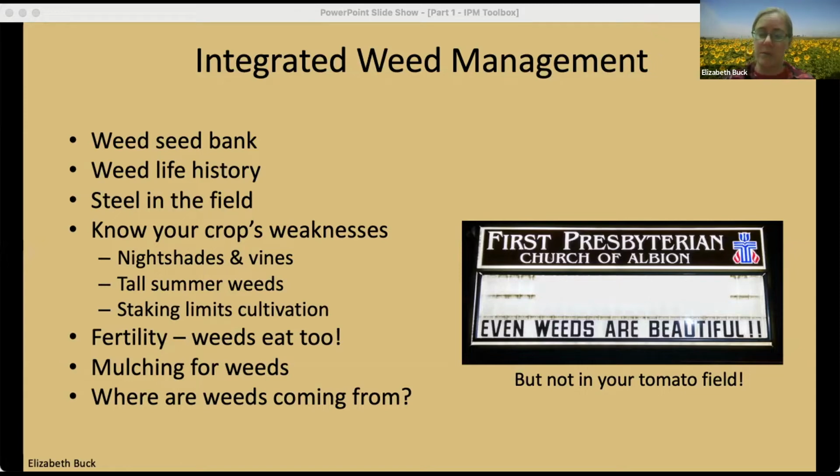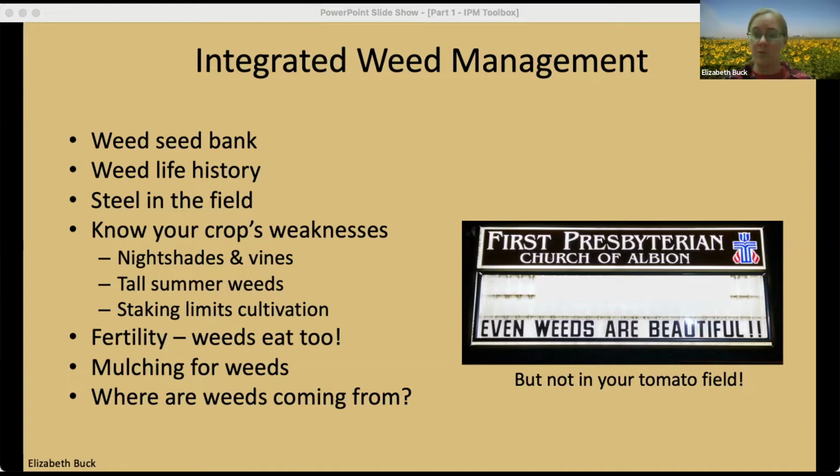It's good to know what your crop's weaknesses are too. So we're talking primarily about tomatoes here, right? Tomatoes are in the nightshade family. That means that any weeds in that same family, nightshade weeds, are going to be less likely to die to the herbicides. If we have an herbicide that kills a nightshade weed, odds are it's going to be too tough on the tomatoes to use it.